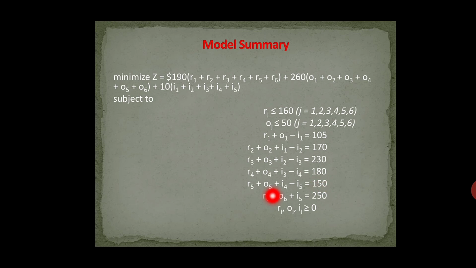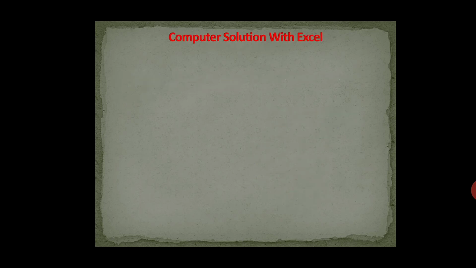R sub 5 plus O sub 5 plus I sub 4 minus I sub 5 equals 150; R sub 6 plus O sub 6 plus I sub 5 equals 250. R sub j, O sub j, I sub j are greater than or equal to 0.